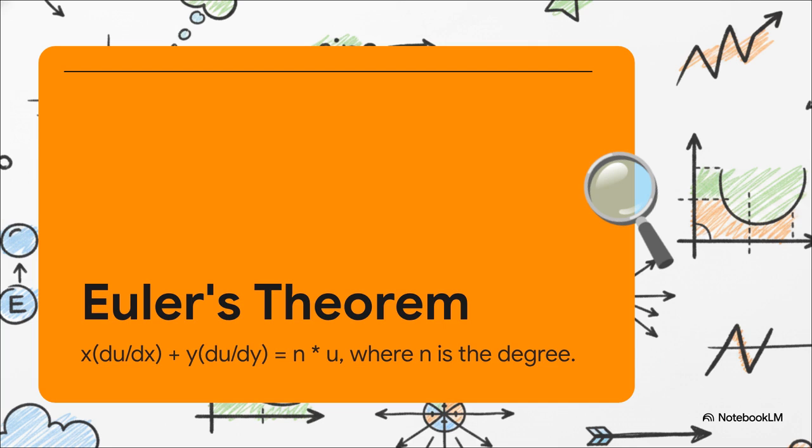I mean, really think about why this matters. If you spot this specific structure on an exam, utilizing this formula brilliantly bypasses entire pages of manual, totally error-prone differentiation. You literally just multiply the degree by the original function and boom, you're done.